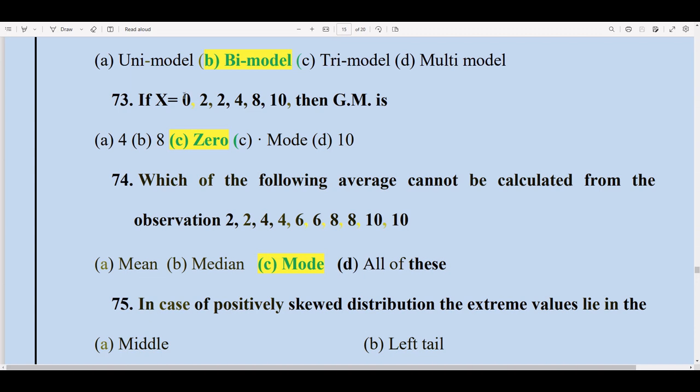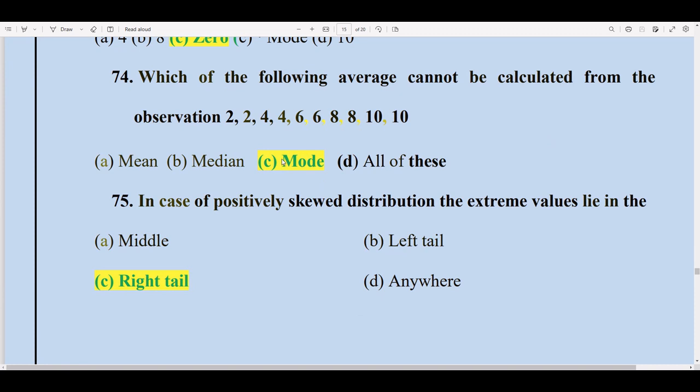then one of the observations is 0, because by definition we multiply all the observations, and when it is multiplied by 0, all the observations convert to 0, and its answer is 0. Which of the following averages cannot be calculated? Mode cannot be calculated because every observation exists 2 times and there is no repeated value, no most repeated value.